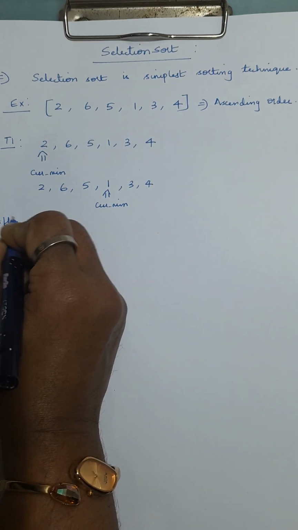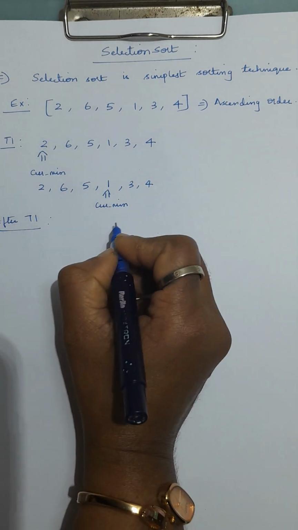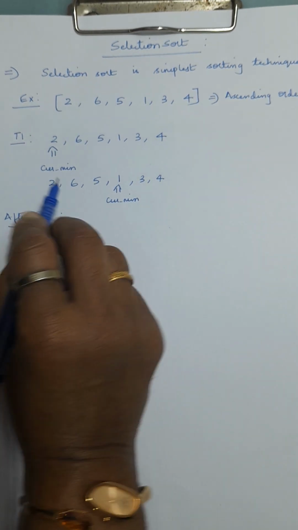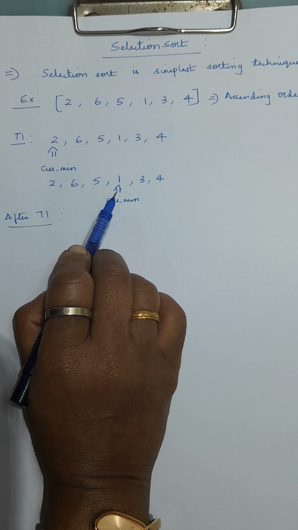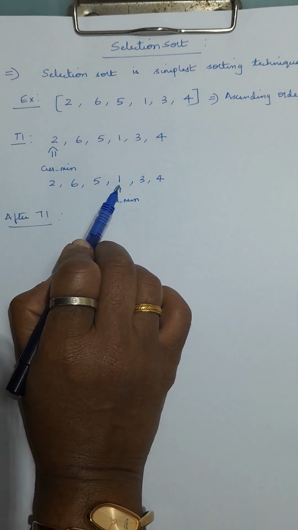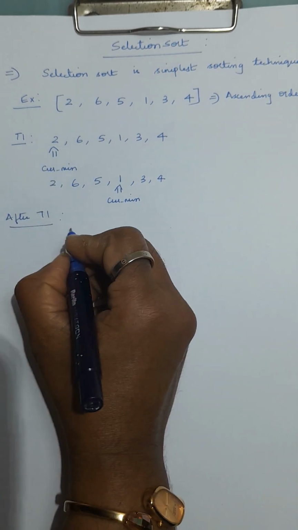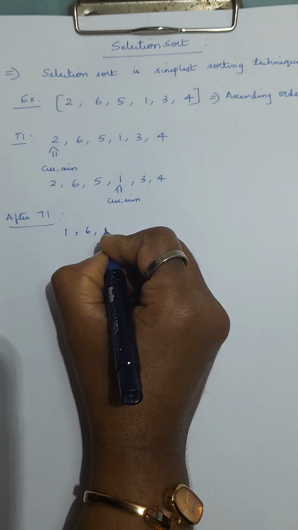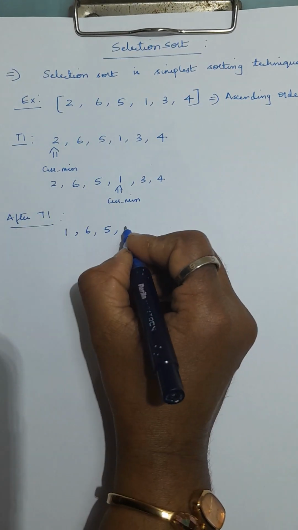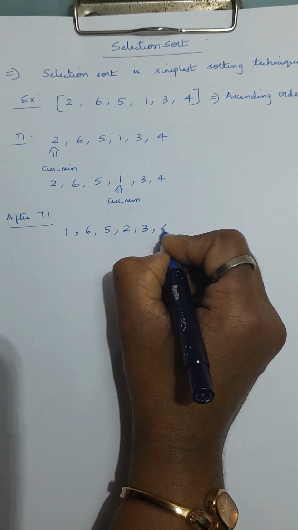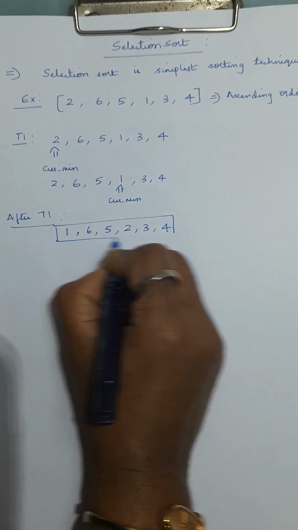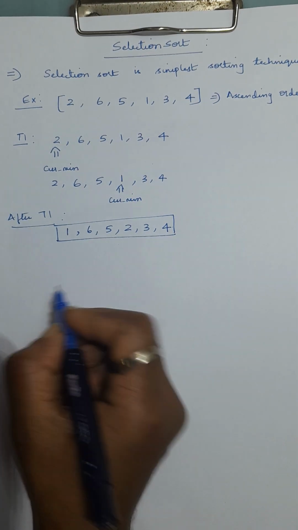So after the first iteration, since the current minimum element found is 1, there is a swap between 2 and 1, the positions of 2 and 1, so it becomes 1, 6, 5, instead of 1 the value 2 is placed here, 2, 3 and 4. This is the array after iteration 1.